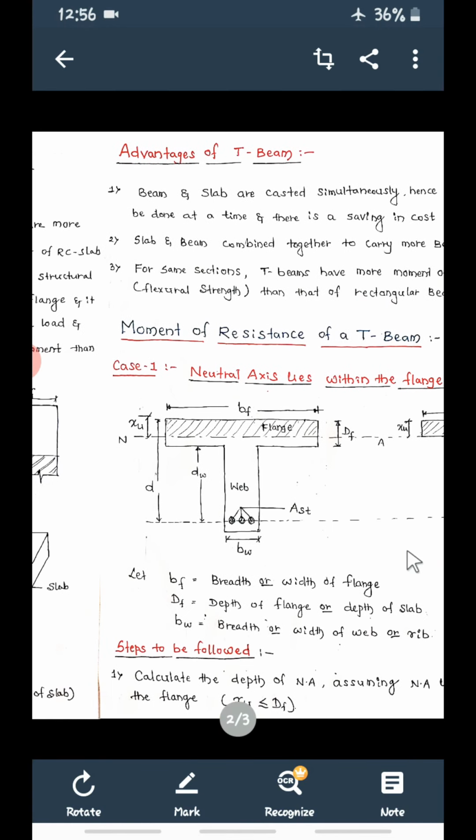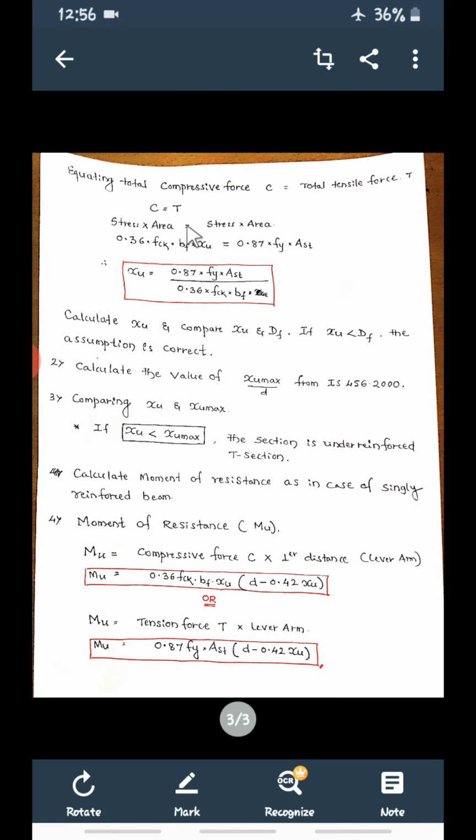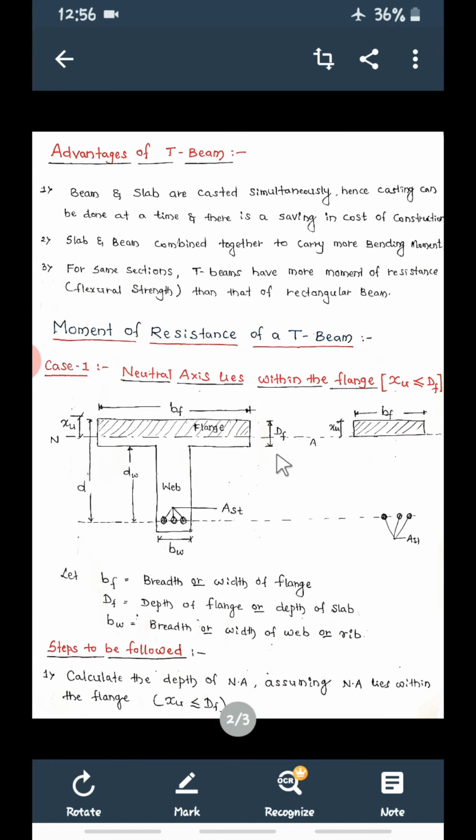Okay, first step. You have to calculate the depth of neutral axis, that is, you have to calculate XU now. So equating total compressive force equal to total tensile force, equate C is equal to T. Now what is C? Total force. This is the compression zone.